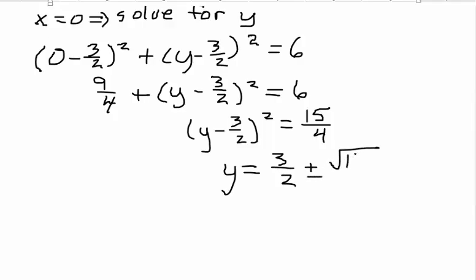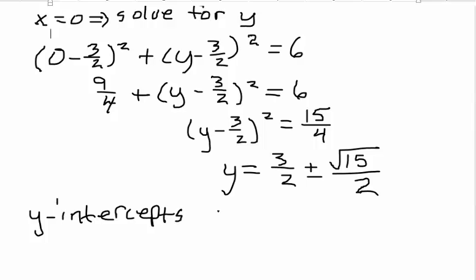Now normally that doesn't happen, but it happens here because the binomial squared in x was the same as the binomial squared in y. Normally that does not happen. So notice I get the exact same y-intercepts. So the y-intercepts are 3/2 minus the square root of 15 over 2, and 3/2 plus the square root of 15 over 2.